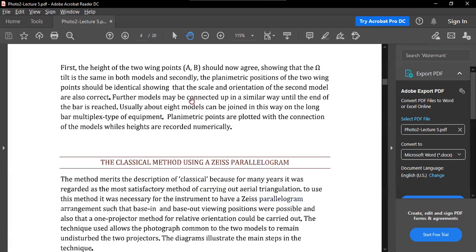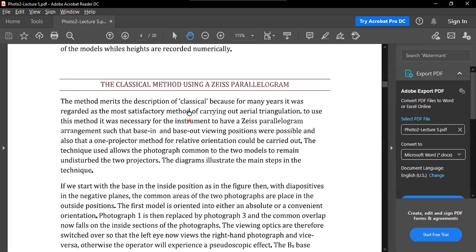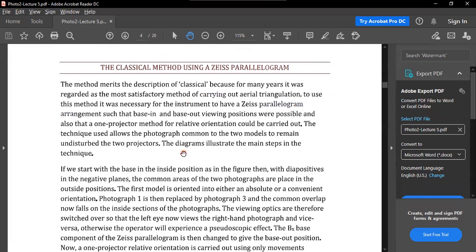Basically, this is it. Okay, so we can keep on adding more models. Further modules may be connected up in a similar way until the end of the bar is reached. And we are seeing that usually about 8 modules can be joined in this way. Are you okay? All right. Now there's also the classical method using the Zeiss Parallelogram, which makes use of the Zeiss Parallelogram lens arrangement.